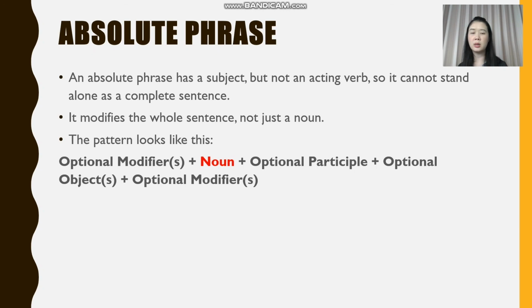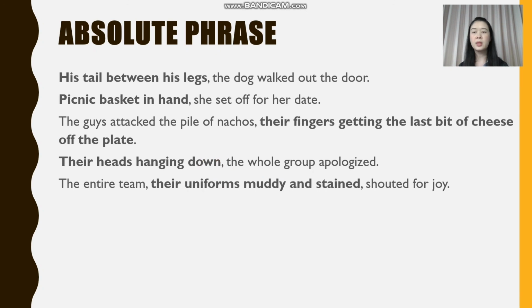Here is the pattern. We have the head word as the noun, okay? And we also have some kind of modifiers right before and after this head word. But if we compare to the noun phrase, you will definitely see that we are using the noun phrase and the absolute phrase differently, okay? His tail between his legs, the dog walked out the door. So we just used his tail between his legs to modify the whole sentence. And we have the dog as the noun phrase in this sentence.